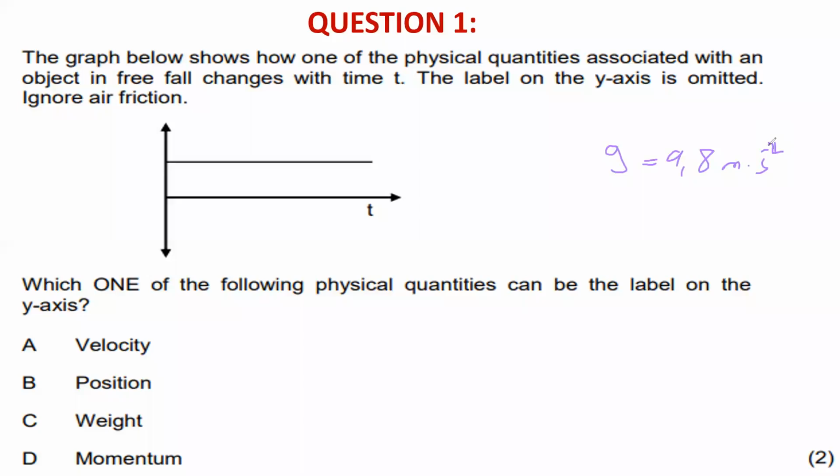Which one depends on acceleration? Velocity. Is it constant for free fall? No. Is position constant for free fall? No. Is momentum constant for free fall? No, because momentum equals m times v. We know that velocity is increasing, velocity is changing, so momentum is also getting different. But weight is constant because weight equals m times g. Mass is constant, g is constant, weight is constant. That's our answer for this question.